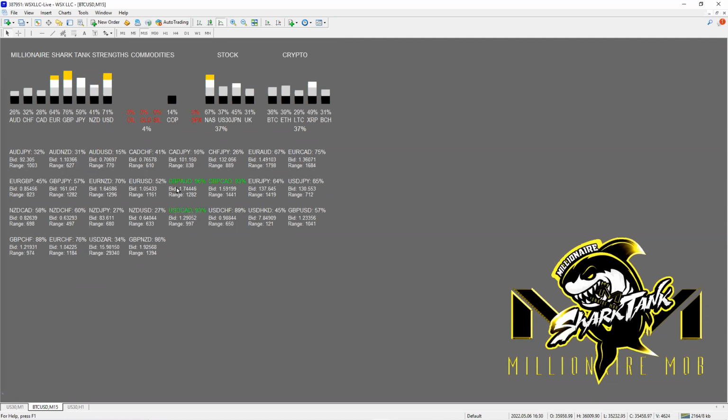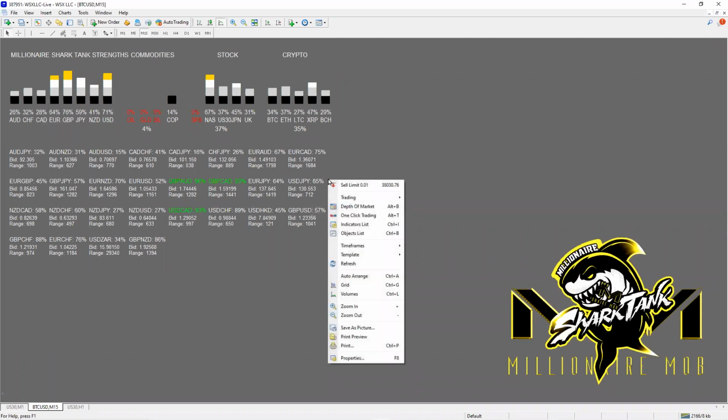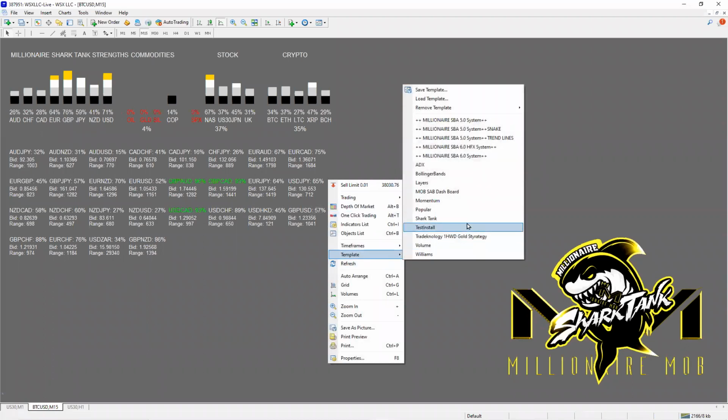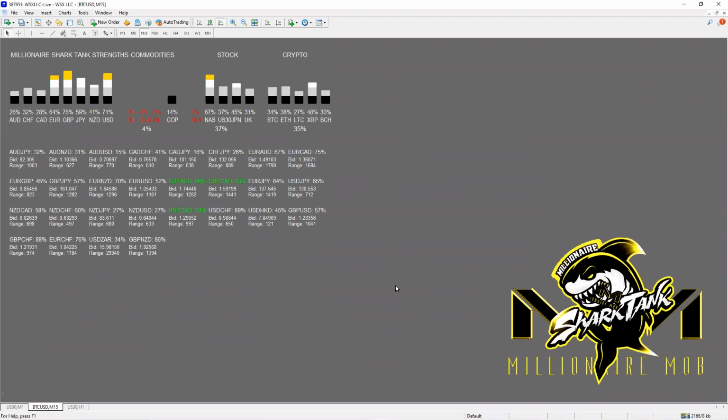And here it is, GBP AUD telling you 90% buy. GBP CAD, 93% buy. Take a look at what GBP is, 76% compared to CAD, 28%. Winner all day long. And if that's not enough, you've got the other tool, the dashboard.